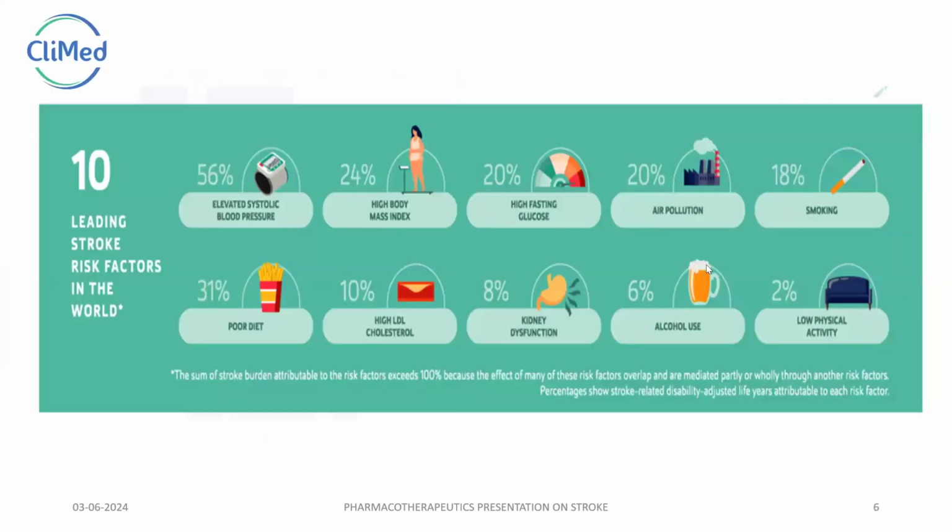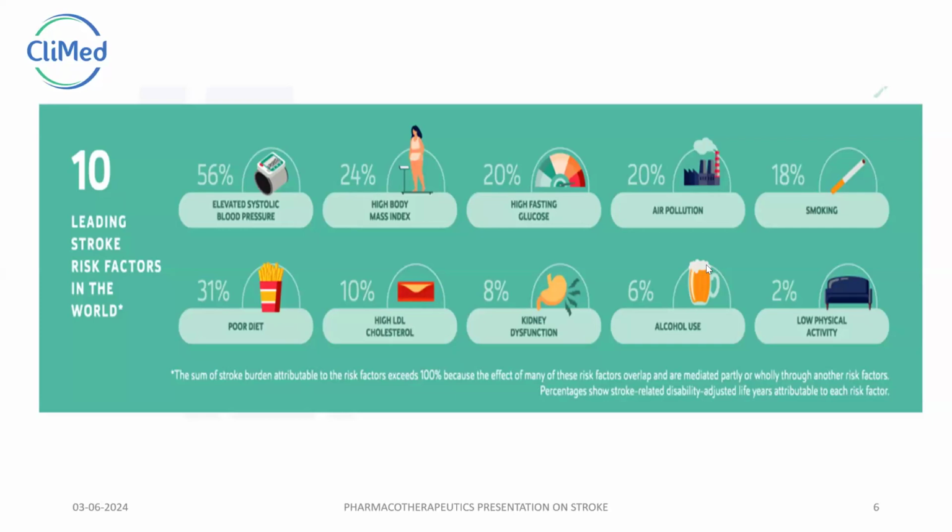Now moving on to the risk factors. There are 10 leading risk factors in the world. The first one is elevated systolic blood pressure, then high body mass index, high fasting glucose, air pollution, smoking, poor diet, high LDL cholesterol, kidney dysfunction, alcohol, and low physical activity. These are a few of the risk factors.